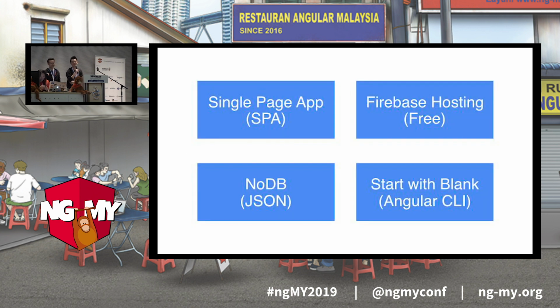There are four factors to this. We built it as an SPA, meaning it's just static files. It's easy to deploy, and there are a lot of options out there that provide free tier static file hosting. Firebase is one of them, so we are hosting our website in Firebase. There's also no DB. Even though there is some CMS-like content in the website, we'll elaborate on that later if there's time. For this project, because it's the first Angular conference in Southeast Asia, we started off with a blank workspace.